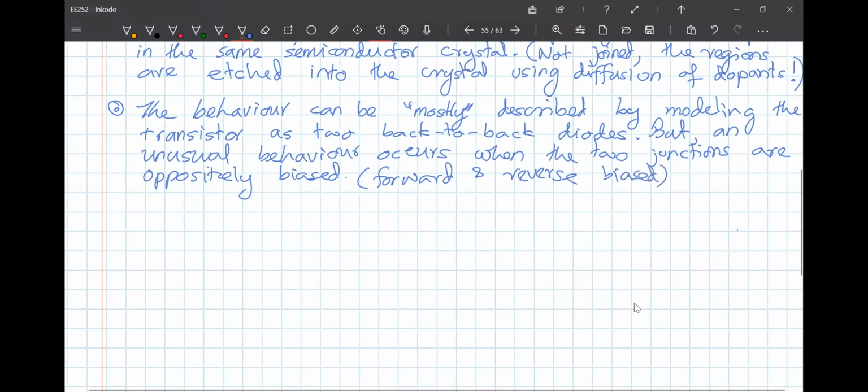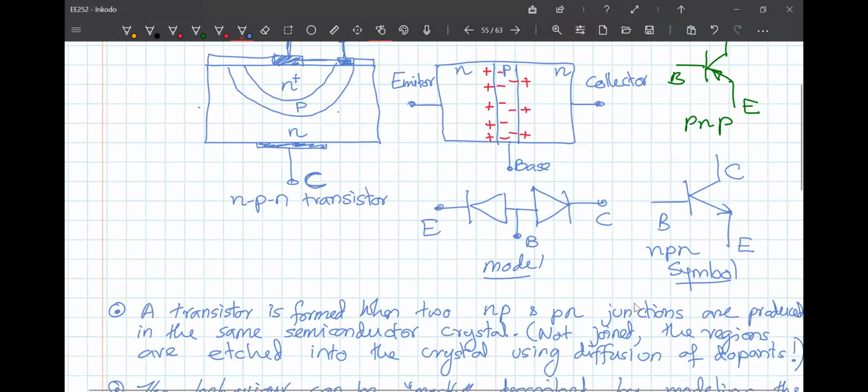So when they are oppositely biased, they behave differently. In other words, you have this diode. If you make this forward biased, in other words, the base is at a higher voltage than the emitter, so that the current can flow easily through this, right? So this is the forward bias. And the base-collector junction is reverse biased, so that it is in this direction. So current cannot pass through this.